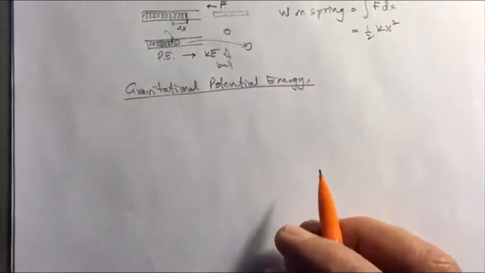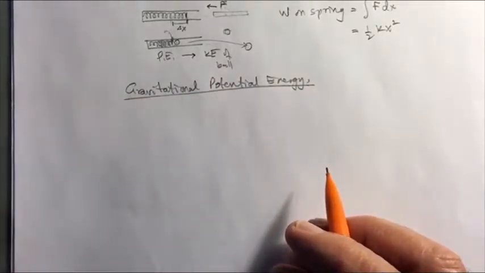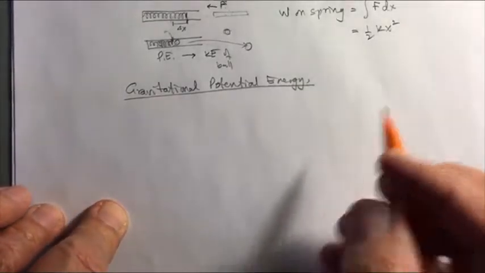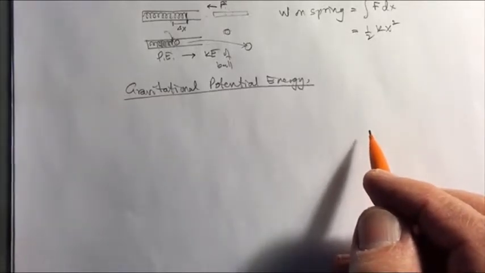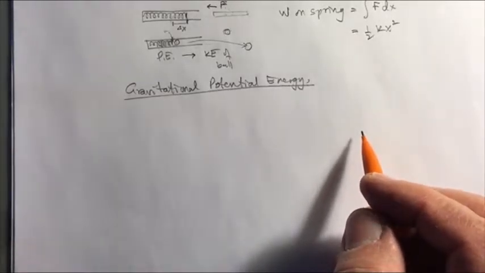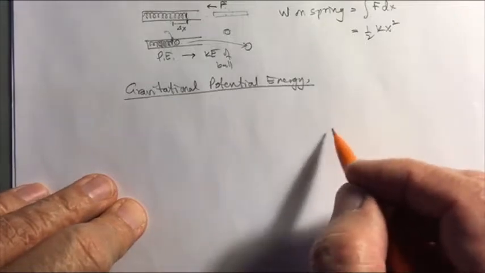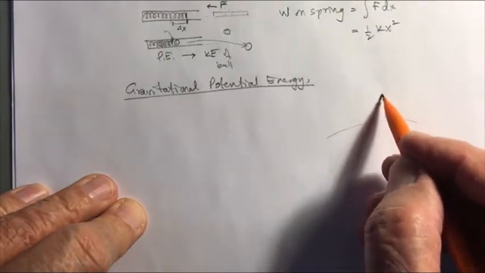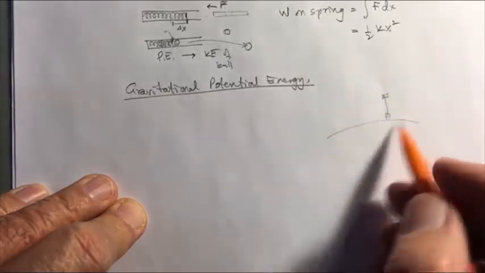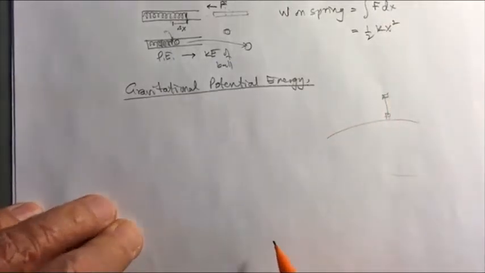So this is because of the position of an object in the Earth's gravitational field. In a way, it's also a configuration, because the Earth is one object, and if you have any mass, that's another object. Let's say that's the Earth and you have an object here. When you raise it up, you're changing the configuration of the Earth and that system.